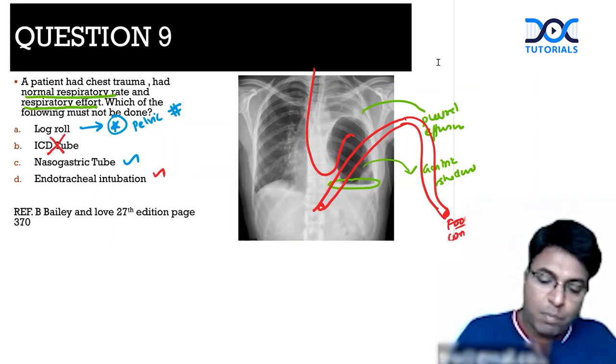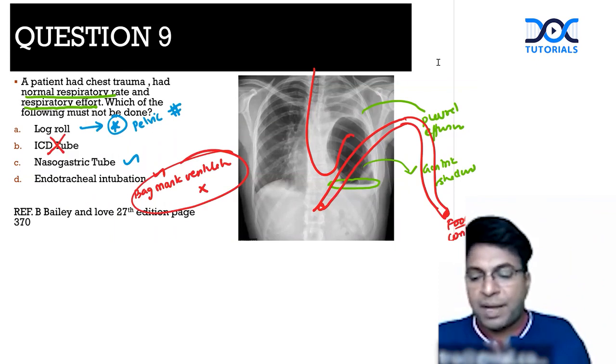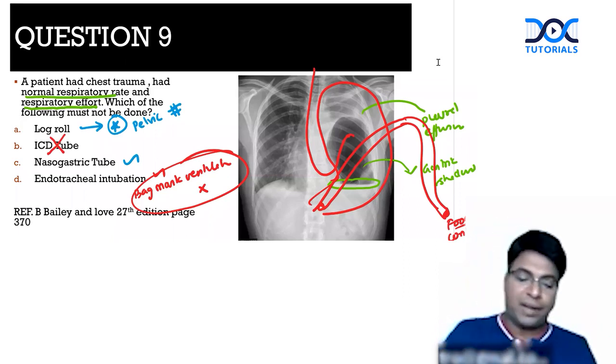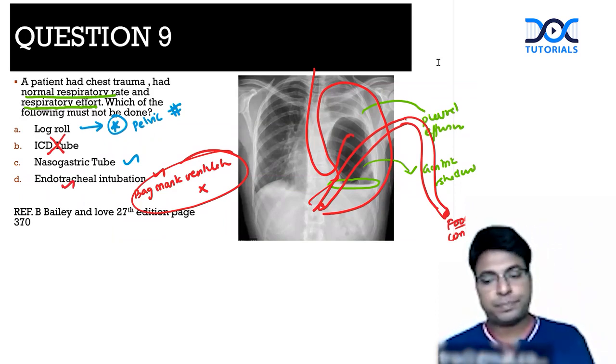You should not do bag mask ventilation. Bag mask ventilation is contraindicated because it will push more gas into the stomach and it will cause more respiratory distress. So in diaphragmatic hernias, whether congenital or traumatic or acquired, bag mask ventilation is contraindicated. We must intubate. So what should not be done is very simple, the ICD tube.